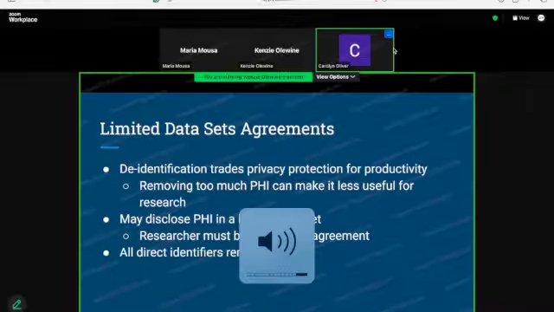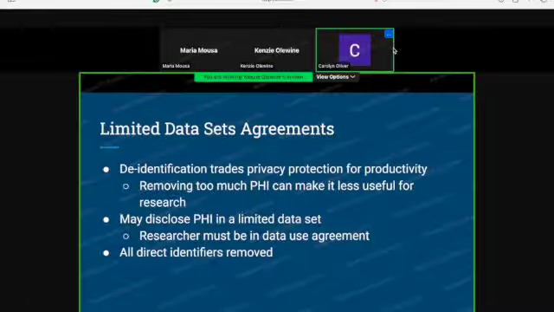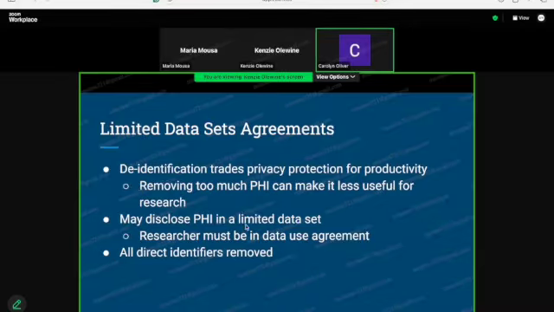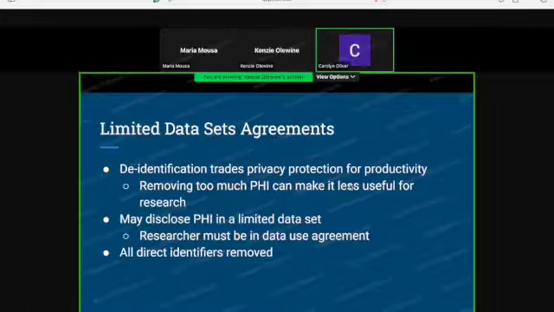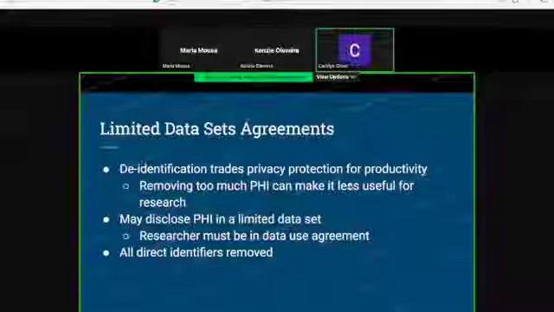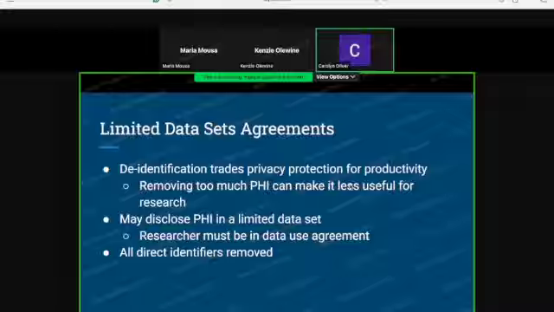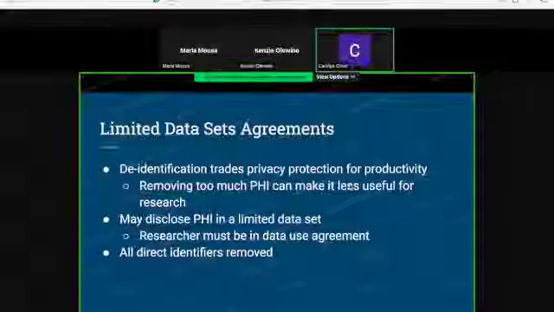Going along with de-identification, there are limited data set agreements. So de-identification trades privacy protection for productivity. Removing too much of the protected health information can make it less useful for research. With all direct identifiers removed, it may still include information that could indirectly identify subjects using statistical methods. When you remove too much data, the data is no longer useful because of the removal of this protected health information, and then it's no longer a viable data source.